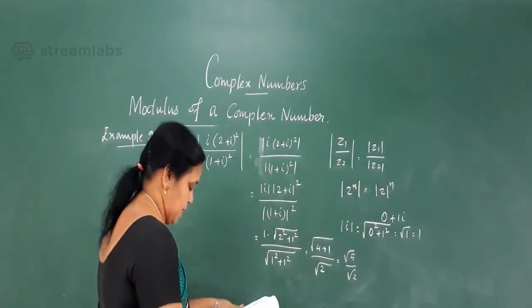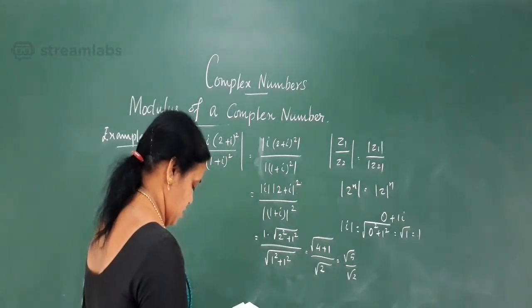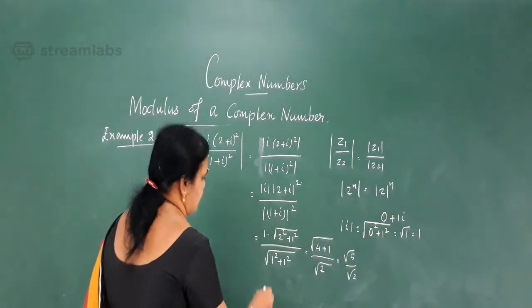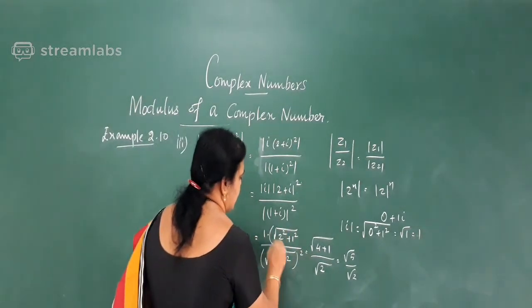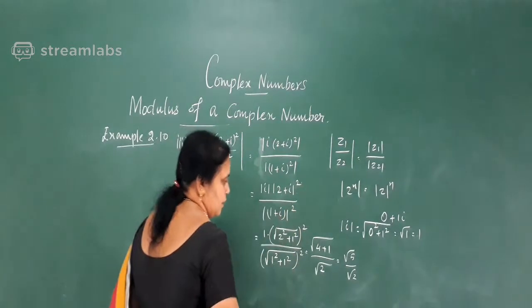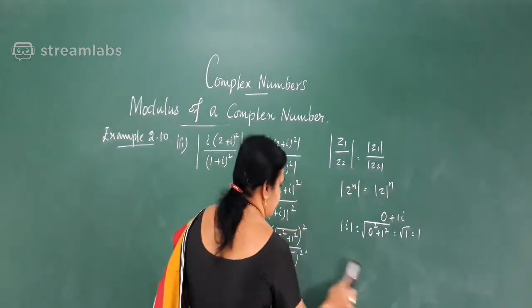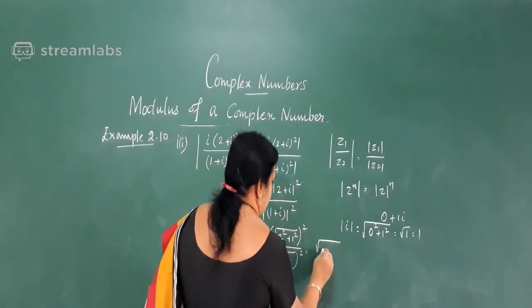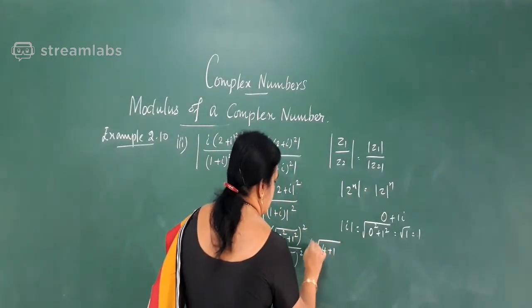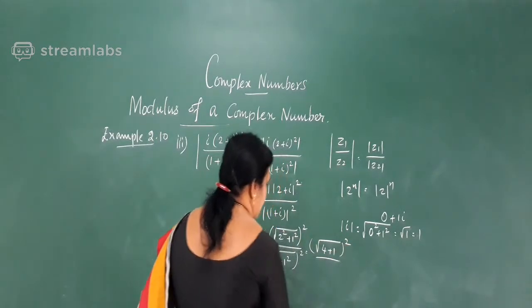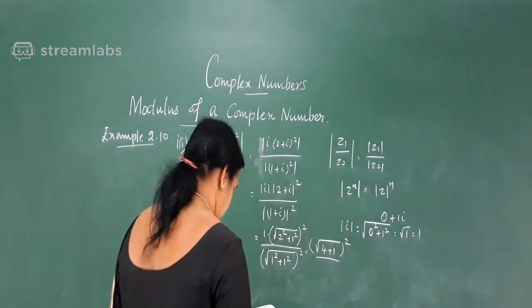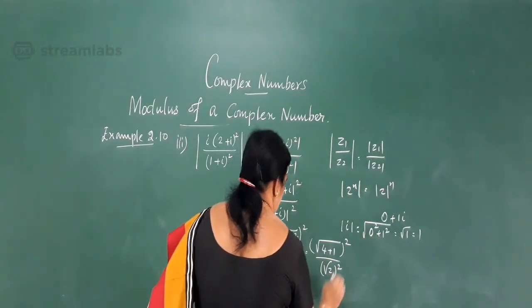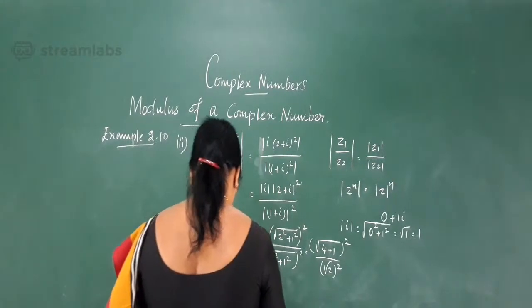Root 5 by root 2. I left that square. Here one square will come. Here I wrote it, but here I left it. See what it will come to: 2 square 4 plus 1 whole square by 2 square is coming here. Root 2 square.